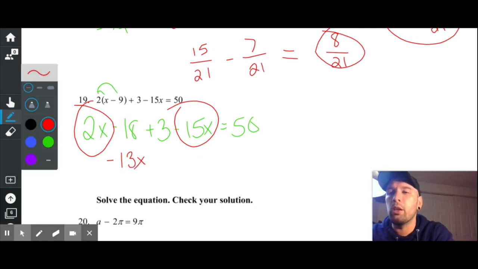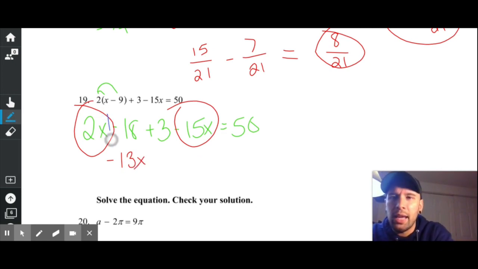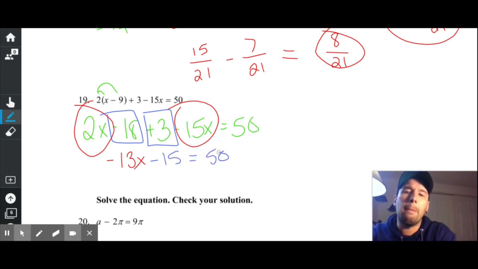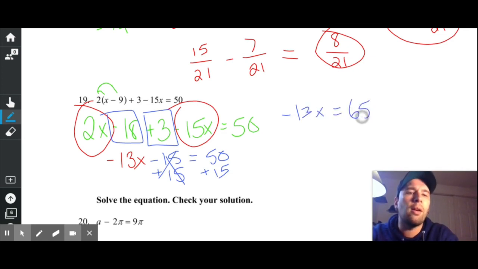Similarly with the regular old numbers here. I have a negative 18 and I have a positive 3 right next to each other. Combine them, minus 15. And then on the other side, I have 50. Add 15 to both sides, cross you out. I have negative 13x equals 65.